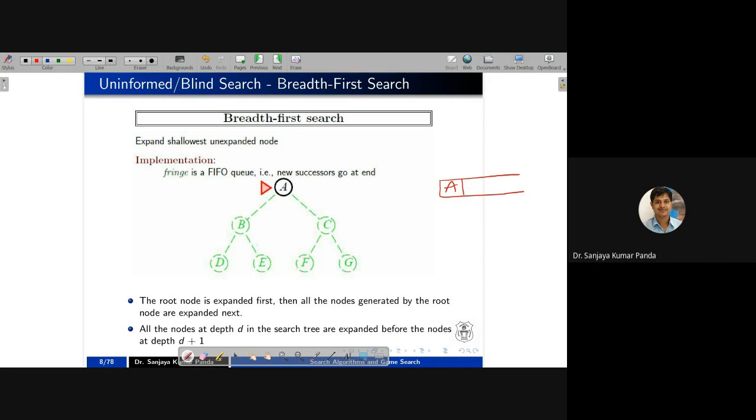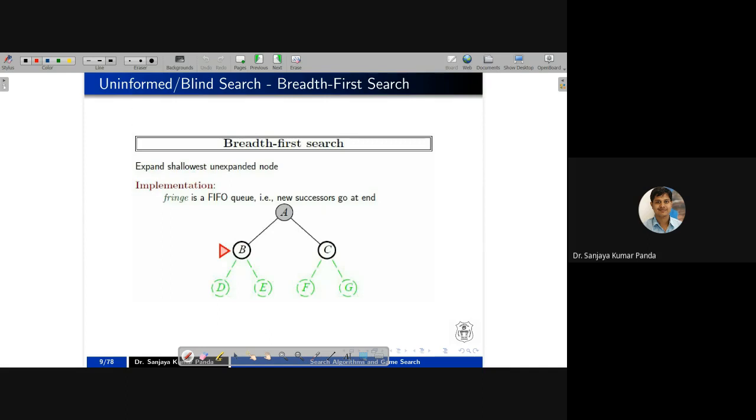Those nodes which are waiting to be expanded are called the fringe. So fringe is a first in first out queue, that is, new successors go at the end. Okay. So first I have to explore the node A. If I explore A, then what will I get? I will get two other nodes, B and C. You can see here, you have to remove A from the queue and expand it. Then you will get the children of A, that is B and C.